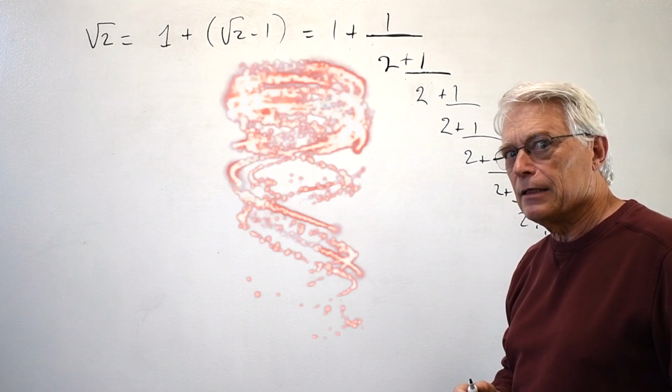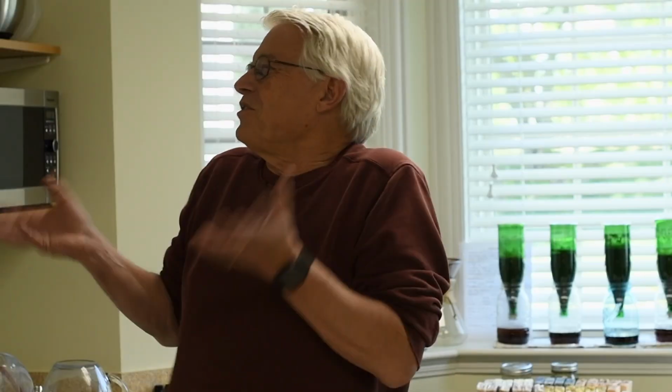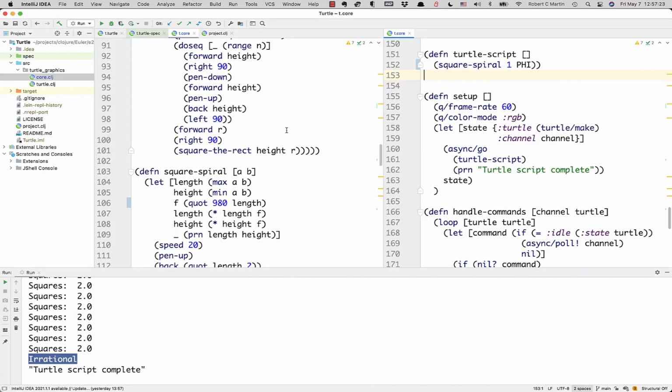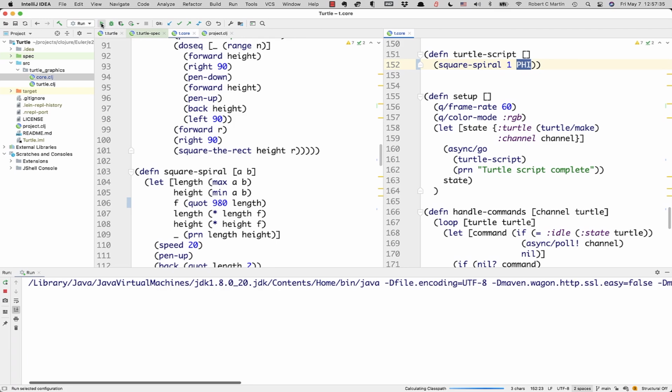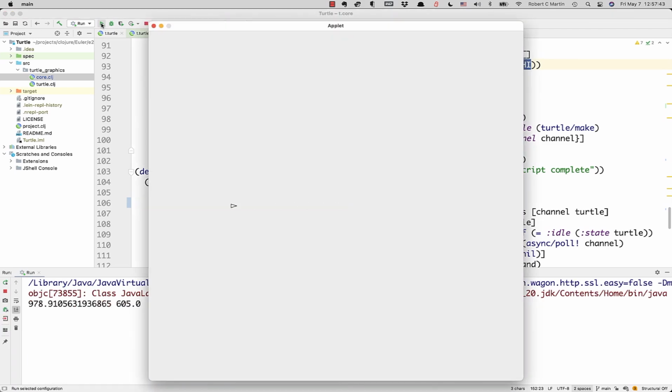It's magic. But this was all supposed to be about phi. What does all this have to do with phi? Well, we already kind of know that, don't we? But you know what? Let's just give it a shot. There it is. We're going to do the square spiral of phi. Some of you already know. Some of you have guessed. Here we go. Okay, here comes the rectangle.